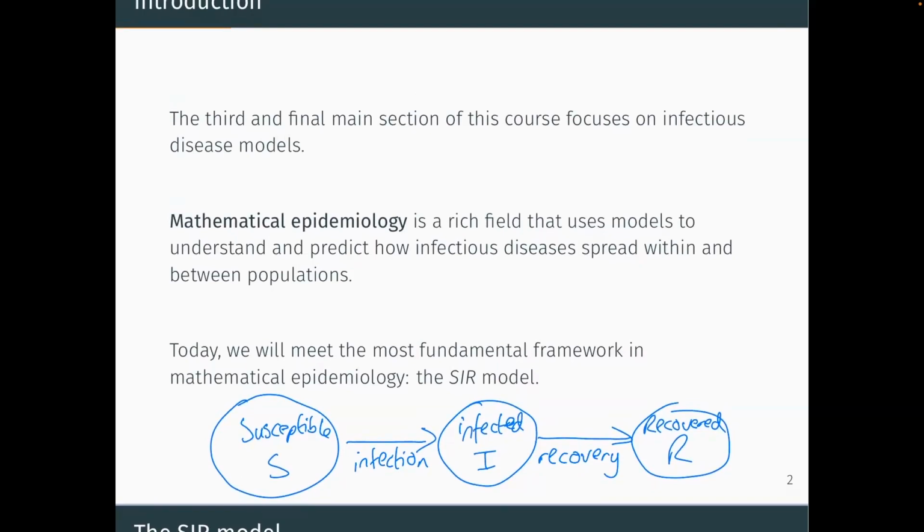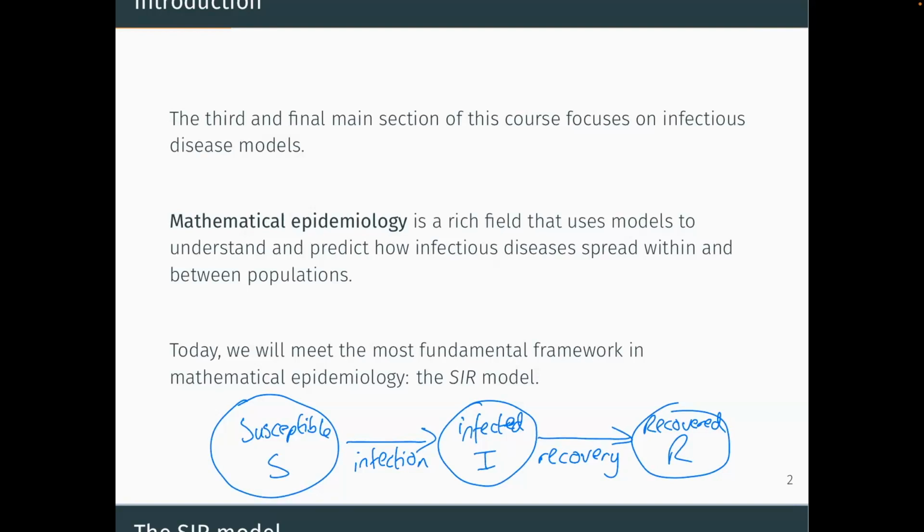This is pretty much the simplest framework that we can have. You could even just have an SI framework if you want, where there's no recovery from infection. But this is the most common baseline framework that we have. This is also known as a transfer diagram. We've met schematics a little bit like this before. These can be quite useful in order to think about the flow of individuals between these different compartments.